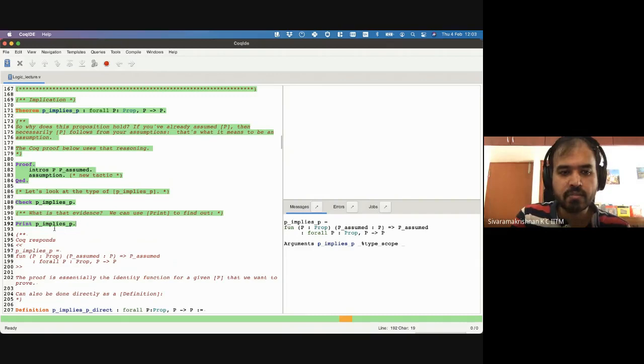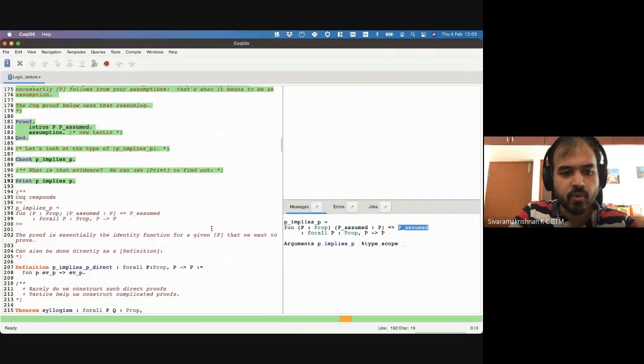And if you print P implies P, what you get if you forget the first argument, which you can sort of think about as the polymorphic type, is evidence for P, and all this is doing is returning the evidence for P. And that's the proof for P implies P. So let's keep moving on.